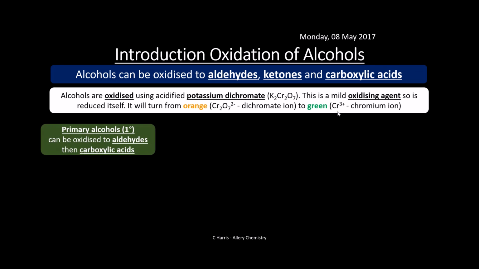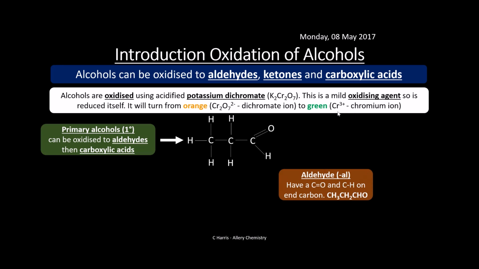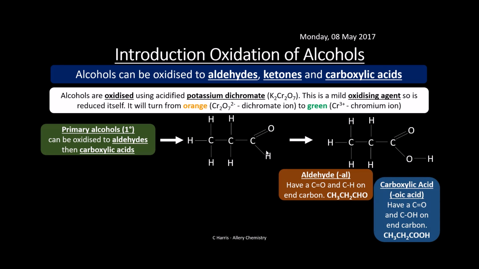Okay, so your primary alcohols, these can be oxidized to aldehydes and then to carboxylic acid. So there's your aldehyde there. This is aldehyde, ends in -al, remember? It has a C double bond O and a CH on the end carbon. There it is there. So this is an aldehyde. But it can be oxidized further to a carboxylic acid. These end in -oic acid. Now, they're very, very similar, except this has now got an OH on here, and we've got a C double bond O there. So this is basically a carboxylic acid.